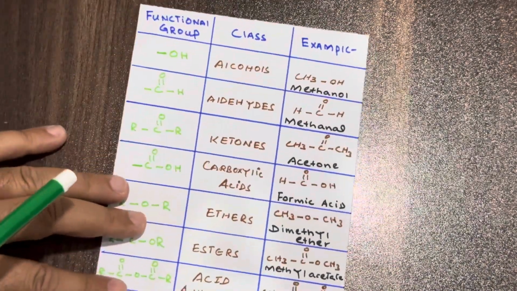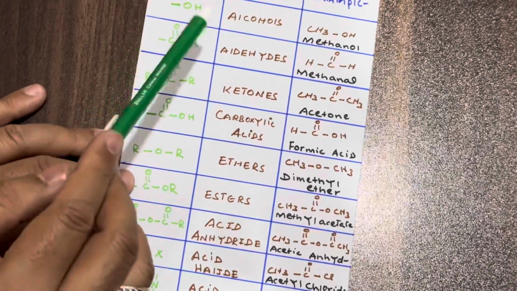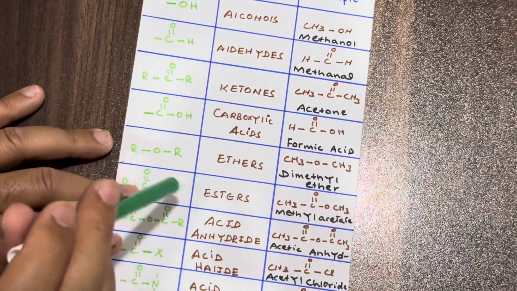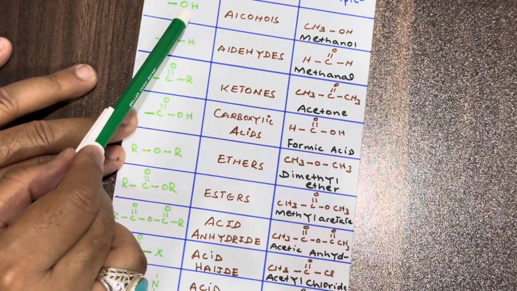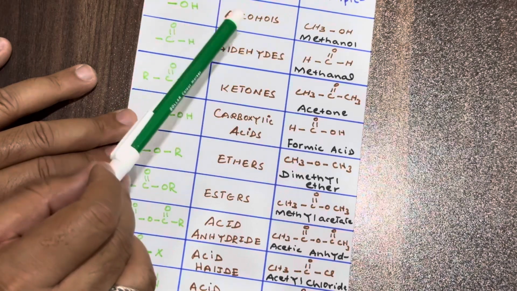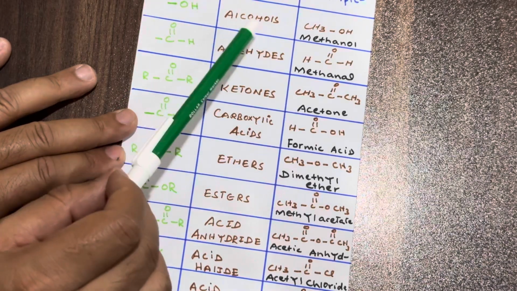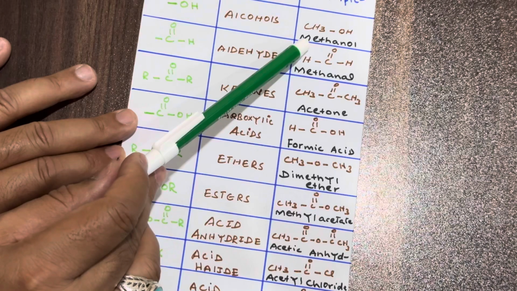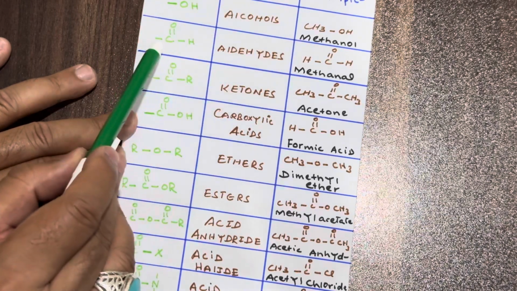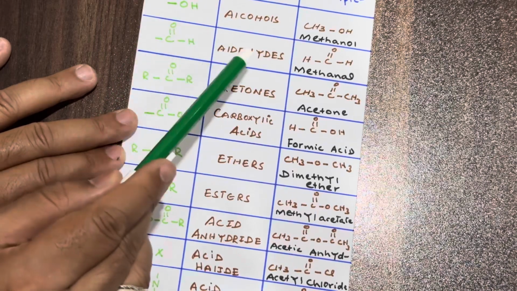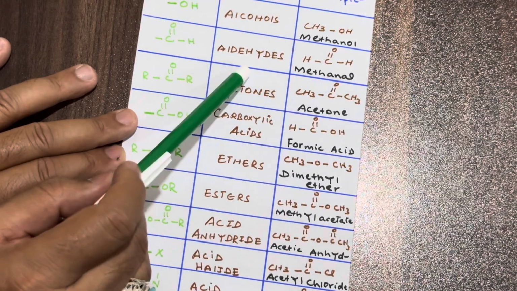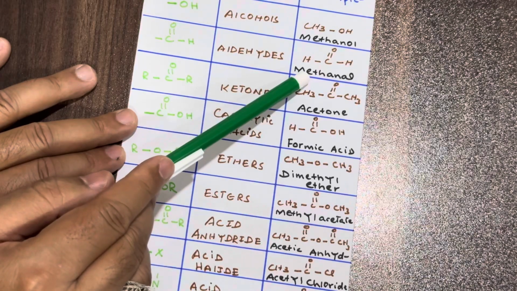Now there are so many functional groups, but we are going to discuss some of the important functional groups of organic compounds. You can see that this is a list of those functional groups that carry an oxygen atom. The OH is called the hydroxyl group, and the class which contains the OH group is called alcohol, and its simplest member is methanol, CH3OH. This one is the formyl group, and the class which contains the formyl group as the functional group is called aldehydes, and its simplest member is methanal.